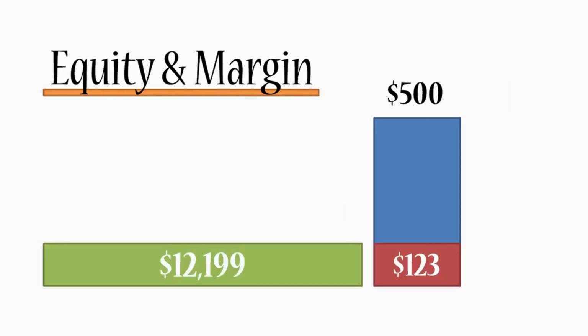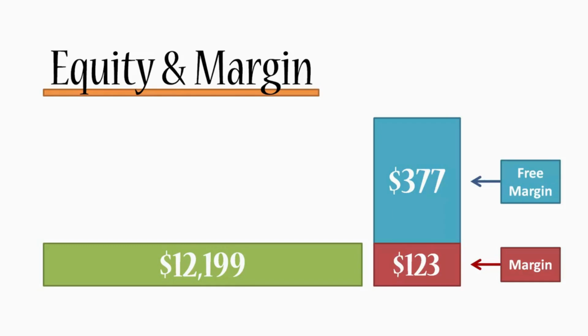So the broker puts in $12,199, we put in $123, the $123 is our margin, and the remaining funds, the 500 minus the 123, the $377, that is called the free margin. Now, here we're going to introduce one more concept, and that is the concept of equity.